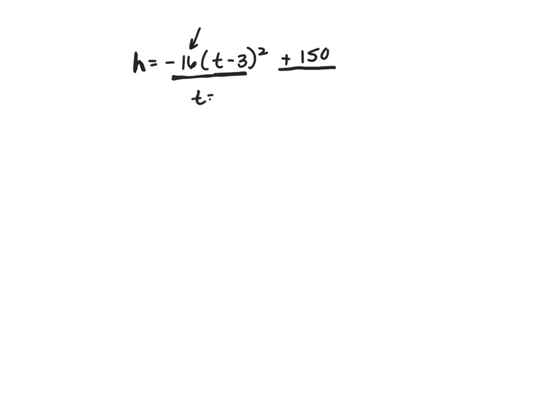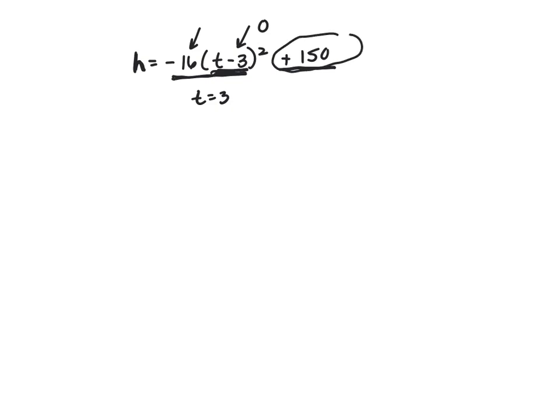But if you let t equal 3, that means this factor, 3 minus 3, will be 0. So you will not be adding or subtracting. You will not be subtracting anything from the 150.